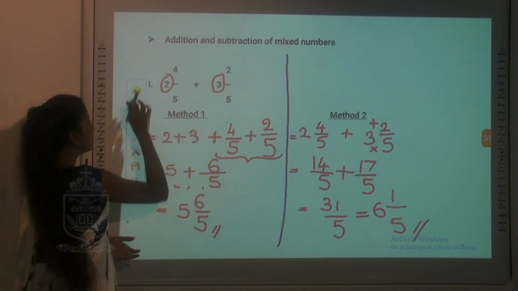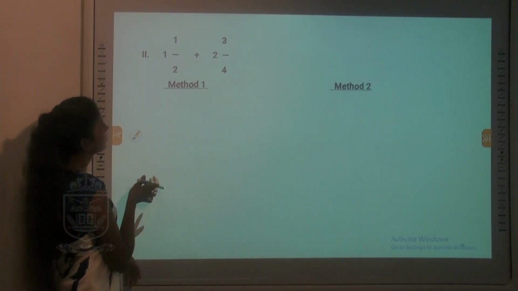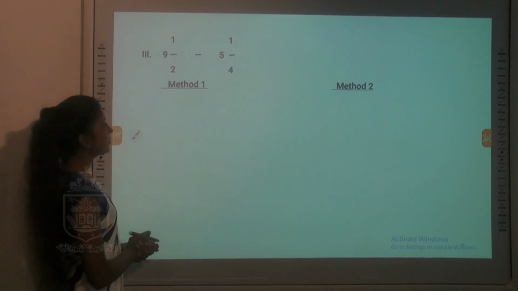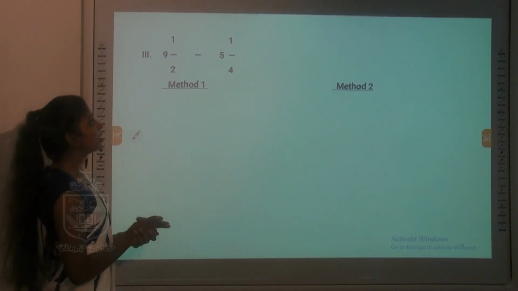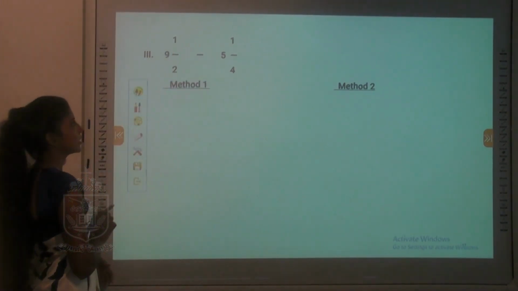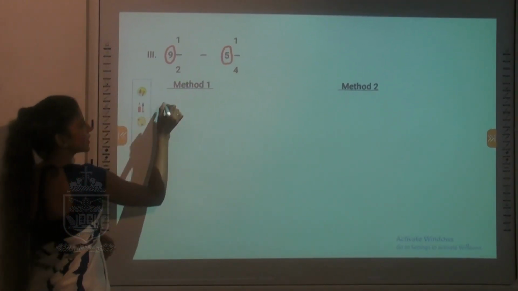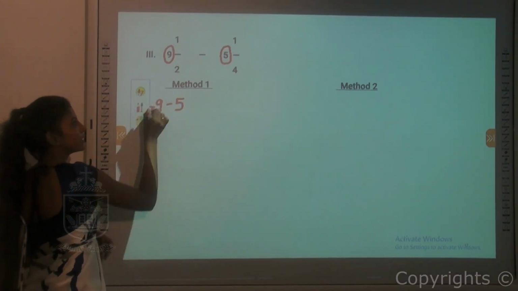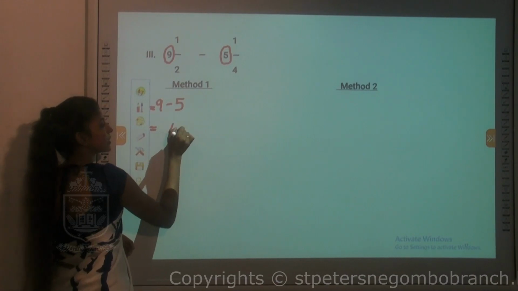So let's go to another example. I'm going to take a subtraction one. So here you all can see you can perform this using the same method. You are going to take the whole number part separately. 9 minus 5. What's the answer? 9 minus 5 answer is 4.